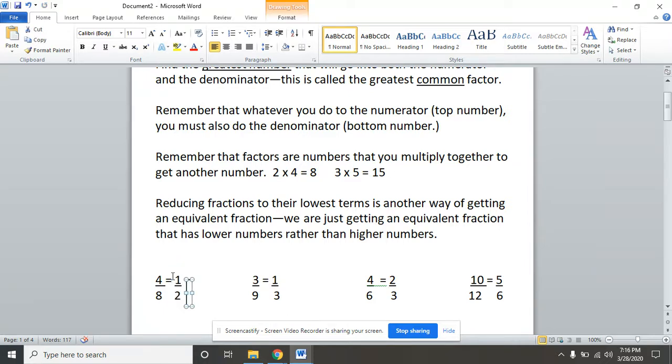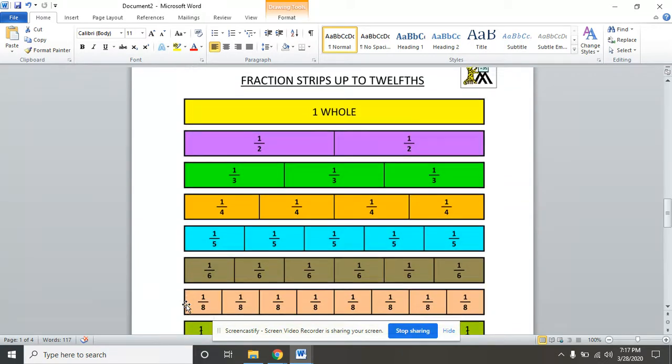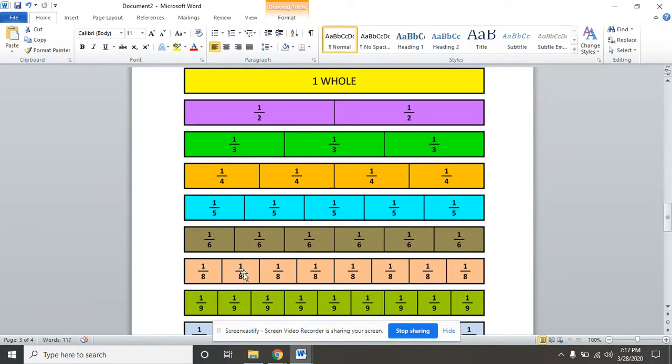There we go. So 4 divided by 4 is 1, and 8 divided by 4 is 2. I divided both this number and that number by 4, and that gave us 1/2. If we look down here at our visual aid, you can see that if we have 1, 2, 3, 4/8 right here, this amount, and we look at this 1/2, this amount, you could see that this amount and this amount are equal.